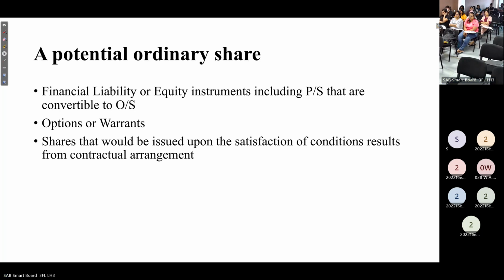Already we have discussed potential ordinary shares.